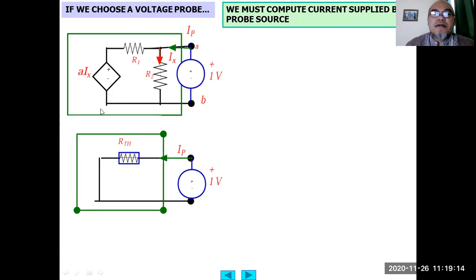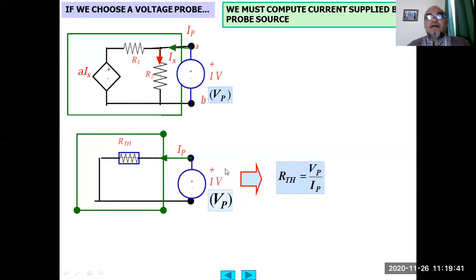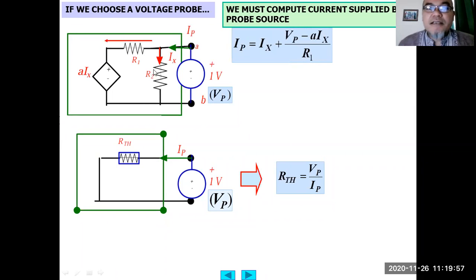Okay. So using the previous assumption, the Thevenin equivalent voltage source will be 0, right? Short circuited. So a current will flow from this voltage probe into the circuit. We must now compute that current IP supplied by this probe source, the Vp. Then the Thevenin resistance, when it is connected, will be Vp divided by IP, the current IP flowing from that voltage probe.